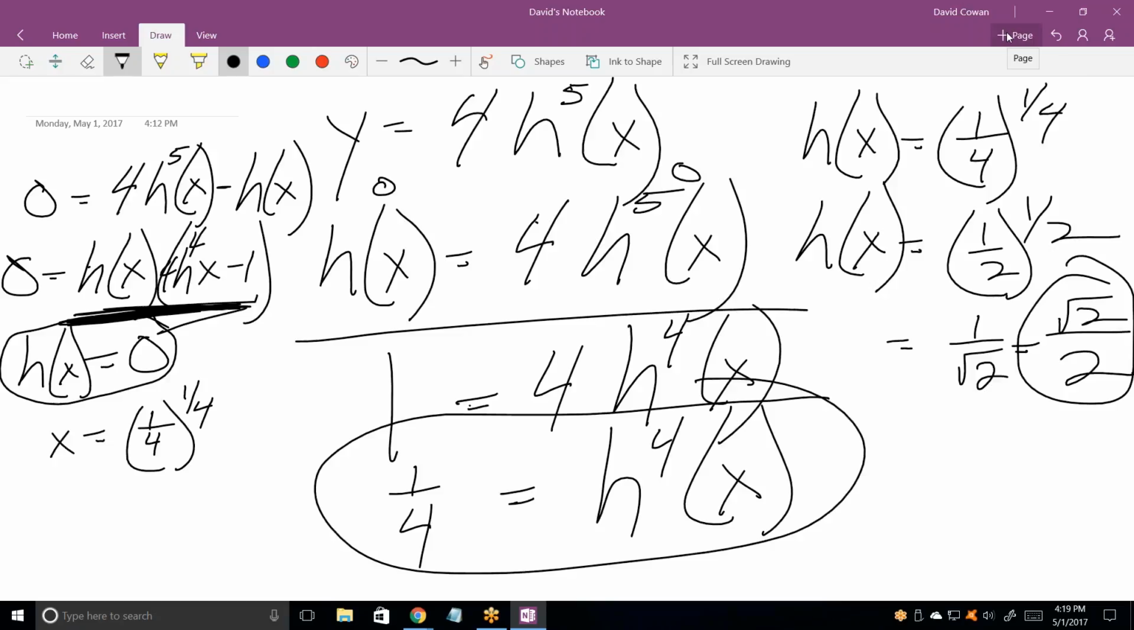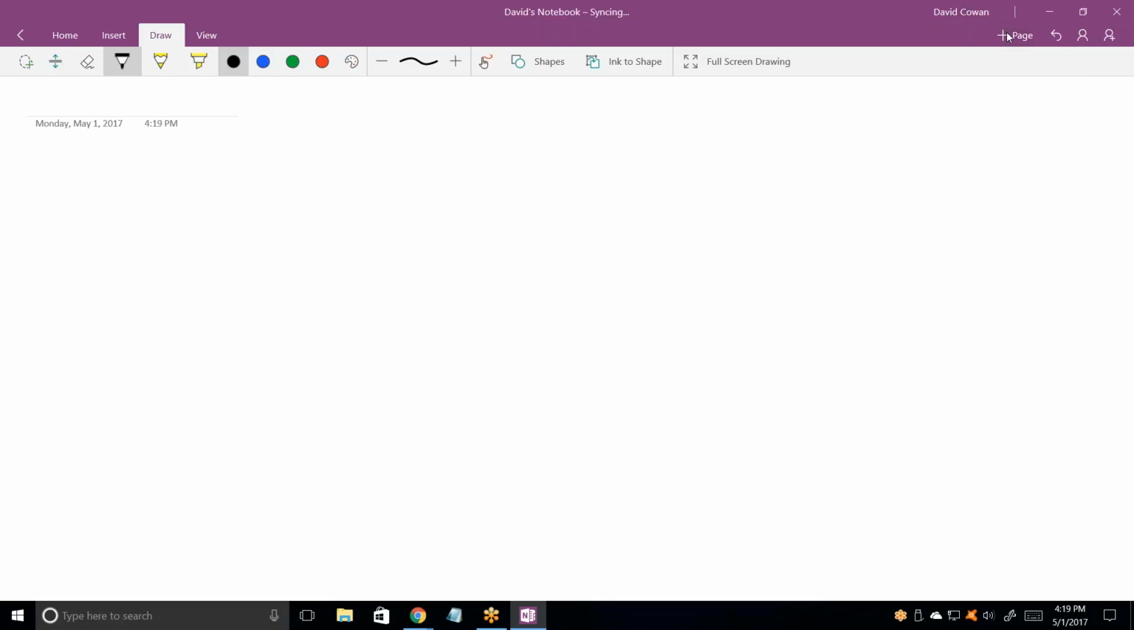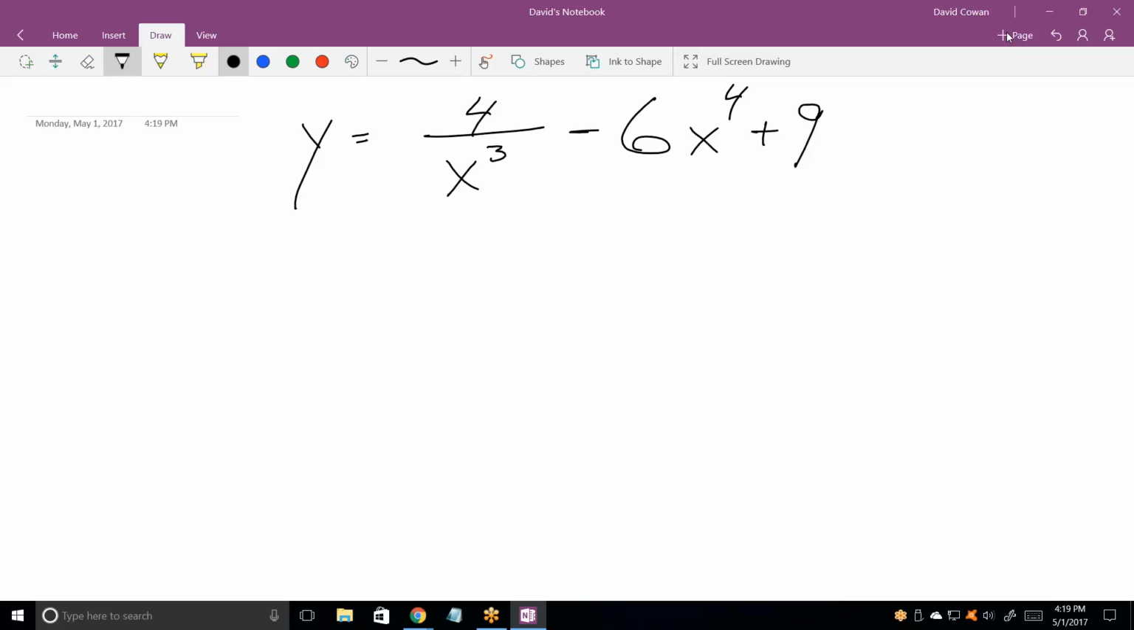All right. Okay, perfect. Alrighty, so for the next one, it is y equals 4 over x cubed minus 6 over x to the 4th plus 9 times root. It's the cubed root of x squared, actually. Perfect. Okay. And that is it?